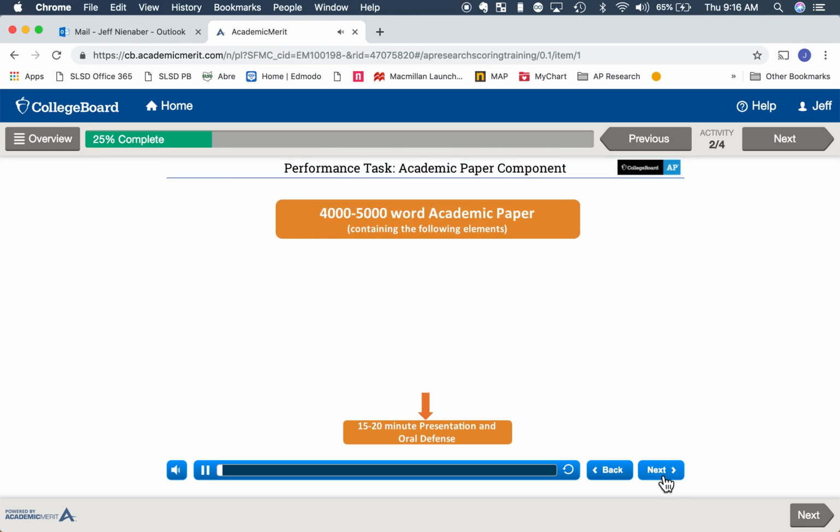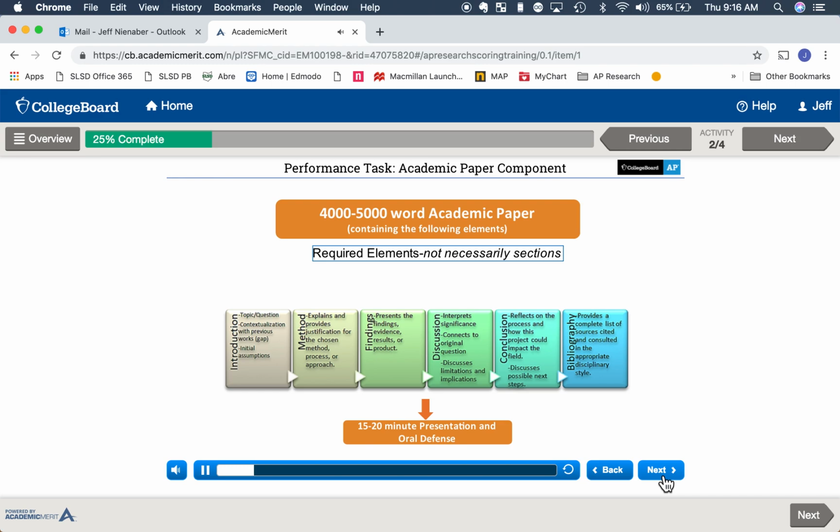Looking at the AP Research Performance task as a whole, there are two components, the academic paper and the presentation and oral defense. The academic paper is a 4,000 to 5,000 word paper that first must adhere to the word limit and second contain the following required elements.